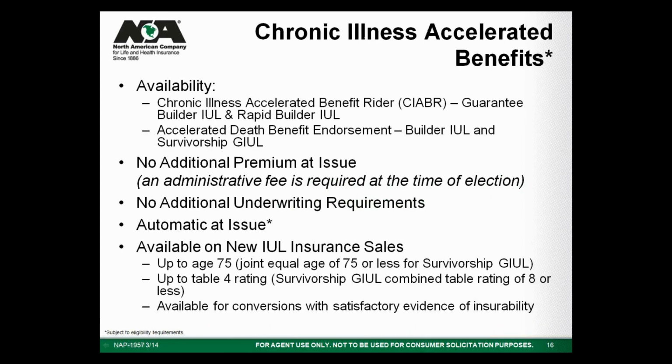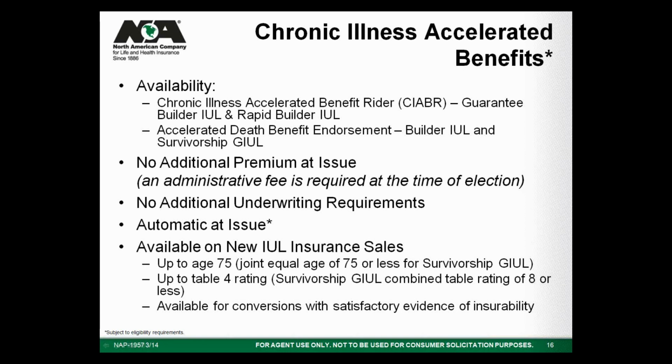out. In all of our ULs and IULs, we have our chronic illness accelerated benefits. The chronic illness accelerated benefit, we call it our CABR. That's just on the builder product, and then the accelerated death benefit endorsement is on the builder survivorship, guaranteed builder, and our custom guarantee. Basically, the difference is there's not the chronic on the rapid builder, it's critical, I'm sorry, on the rapid builder. But the main one that everyone likes to talk about is the chronic portion of it.